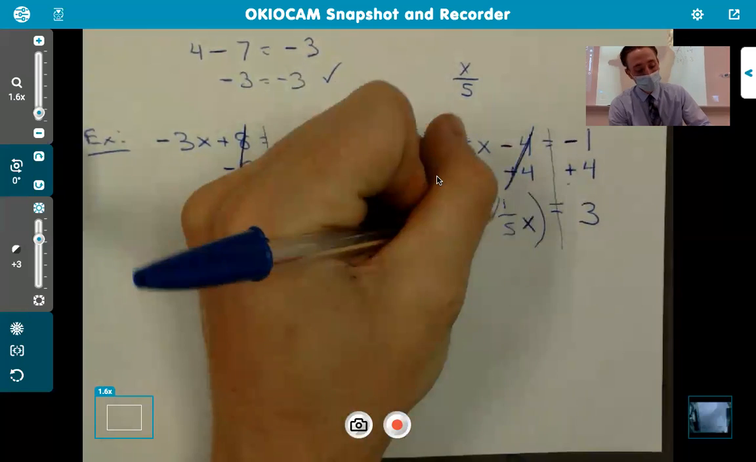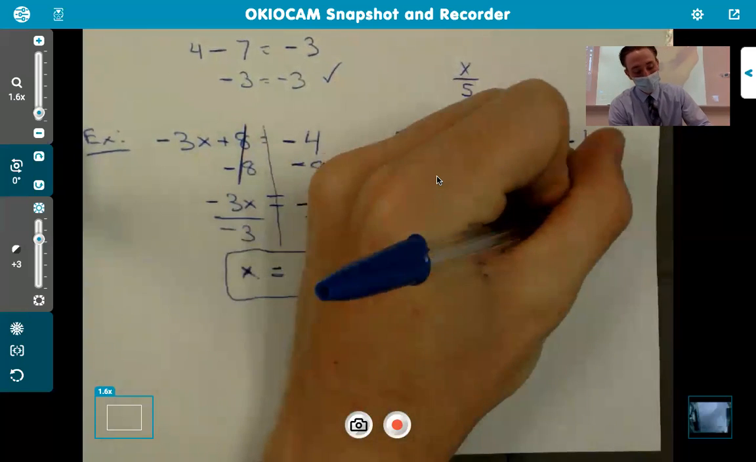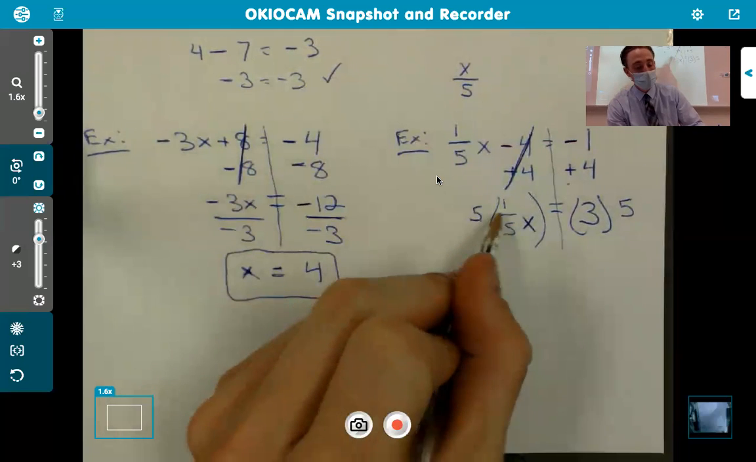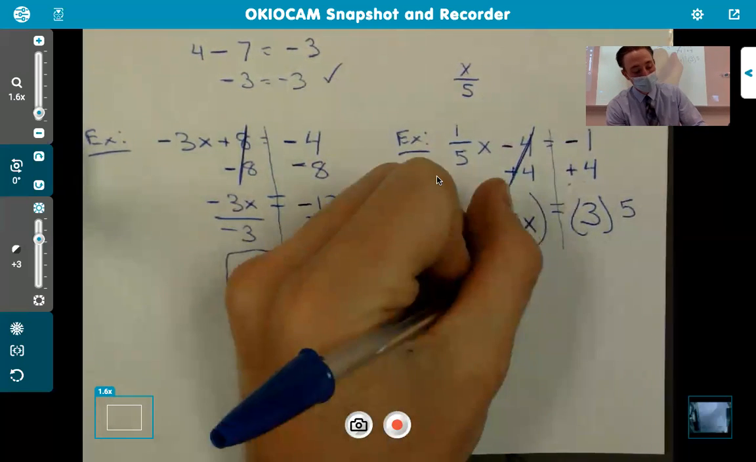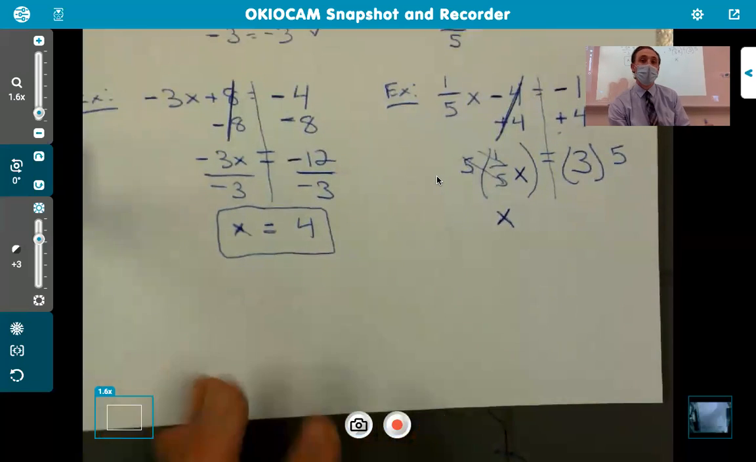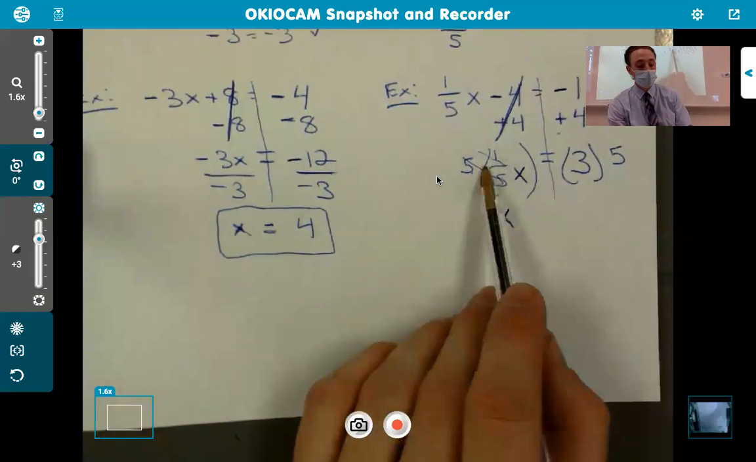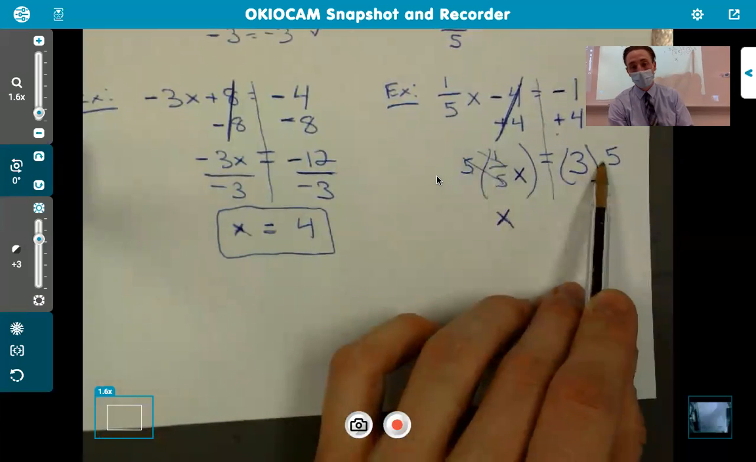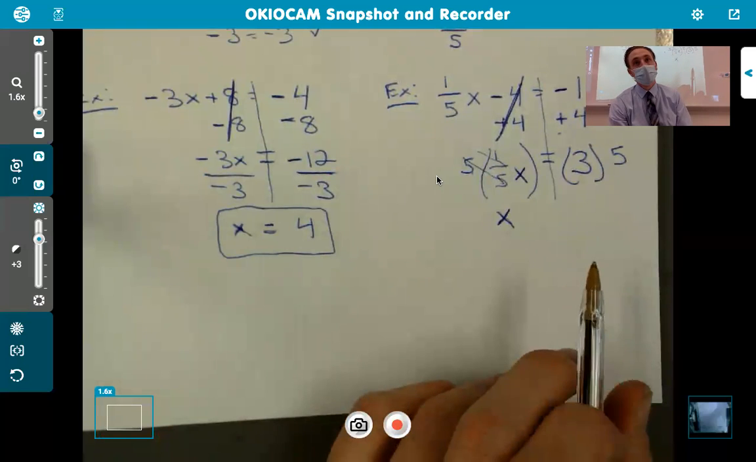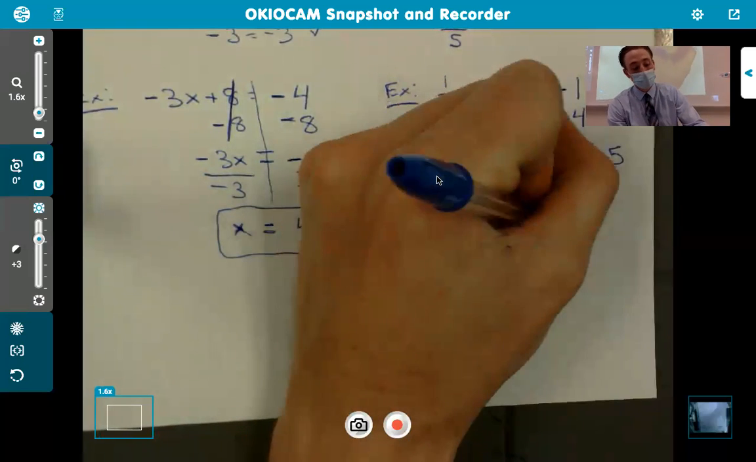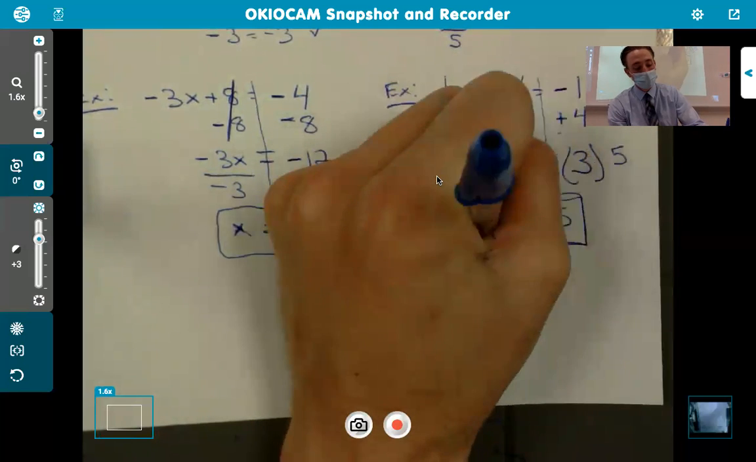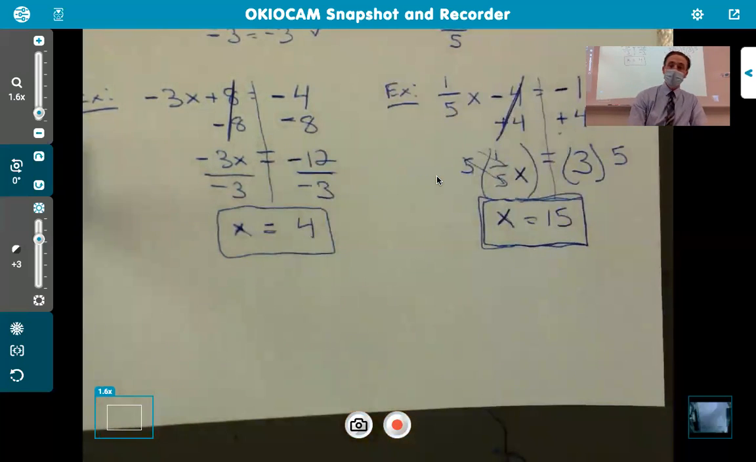So if you multiply both sides by that reciprocal, what ends up happening is this number here and the fraction will cancel out, and you're left with x is equal to 3 times 5. So whatever you do on one side, you have to do on the other. So if I multiply by 5 here, I multiply by 5 over here. What's 3 times 5? 15. And my answer is x is equal to 15.